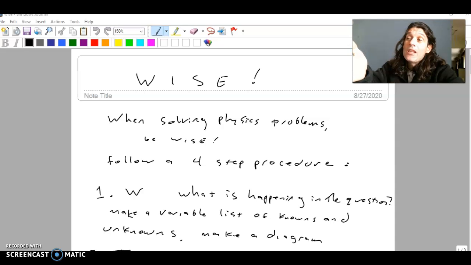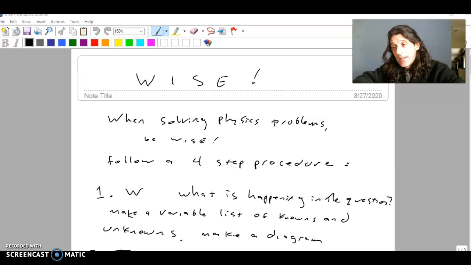And this is a strategy that I want you to always follow, and it's called the WISE method. So it obviously says when solving physics problems, be wise. All right, so what that means is follow a 4-step procedure.